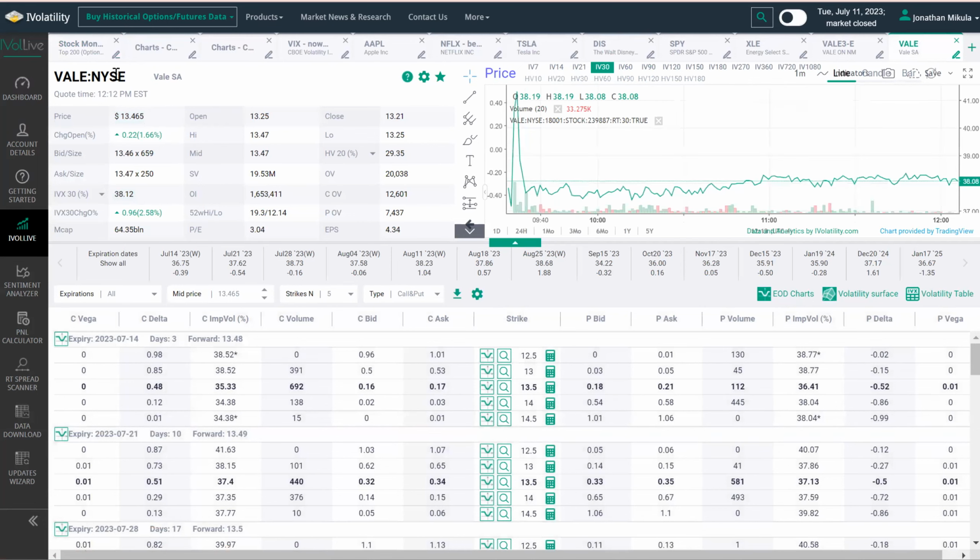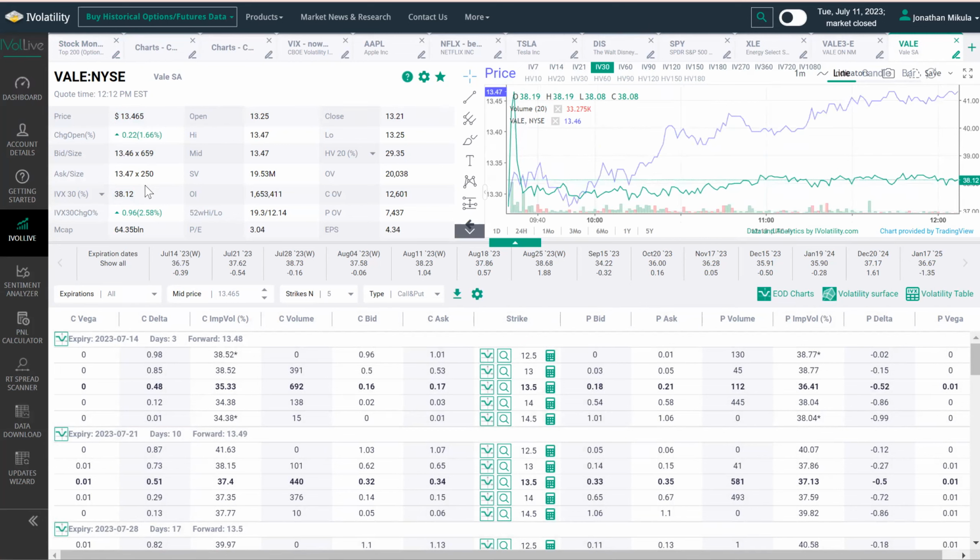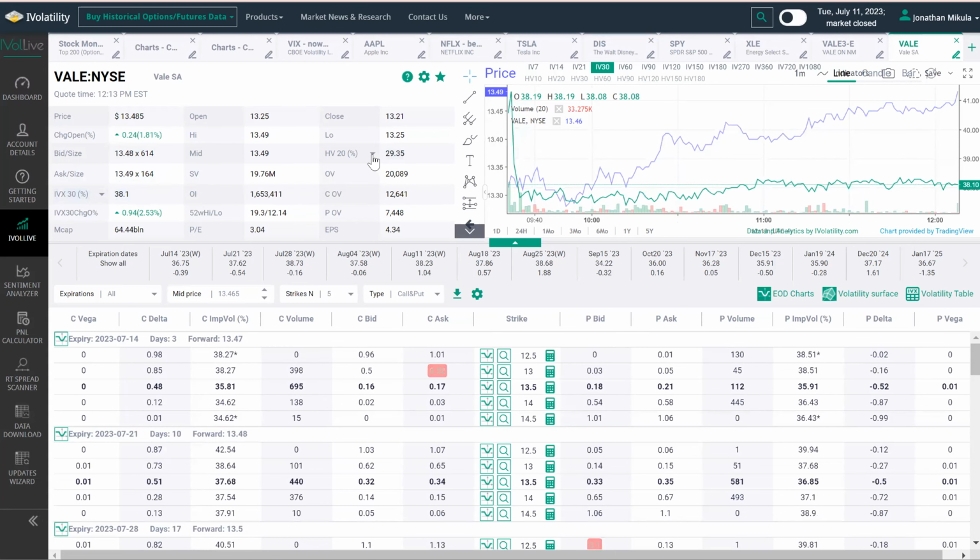And what we're looking at is on the left, this is the fundamental information. So this gives us the underlying stock price. This gives us the bid ask. This gives us IVX. So this is like what I was just showing on that prior screen. This is the IVX 30, 38.12. One of my favorite screens that I just showed was IVX versus historical volatility. And so I can easily size that up here. And I can just tell at a glance that Vale's IVX is 38, is about 10 absolute points higher than its historical volatility. So that's interesting. And we'll look at that further on this chart.